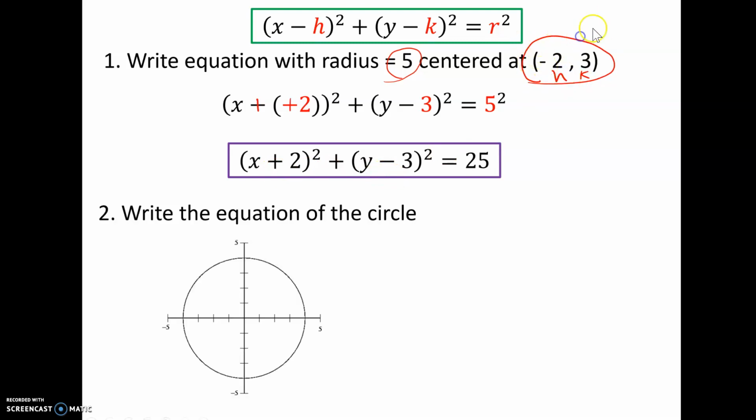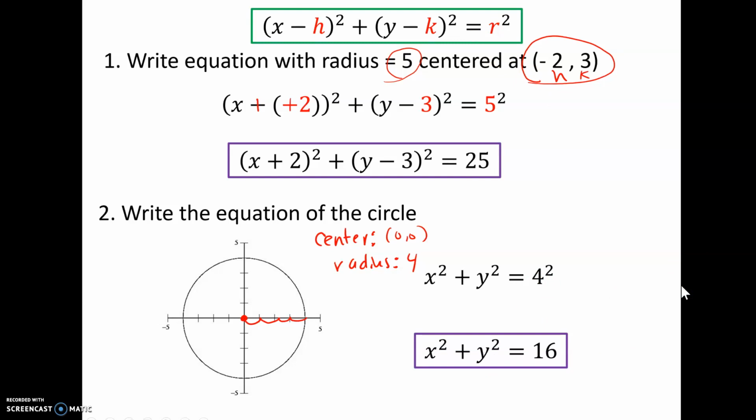I want to write the equation of this circle. Again, I need two pieces of information. So I need to know what my center is, and I need to know what my radius is. So my center is going to be right here at the origin. So I'm going to have a center of (0, 0), and my radius is going out 1, 2, 3, 4. So I have a radius of 4. I'm going to replace my h and my k with 0, 0, and then my r is 4. But don't forget, you have to square that r. So you're going to get 4 squared, and then you're going to change that to be 16.